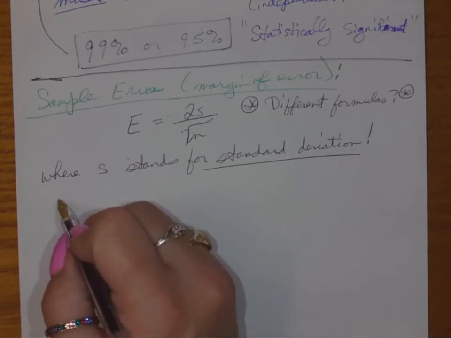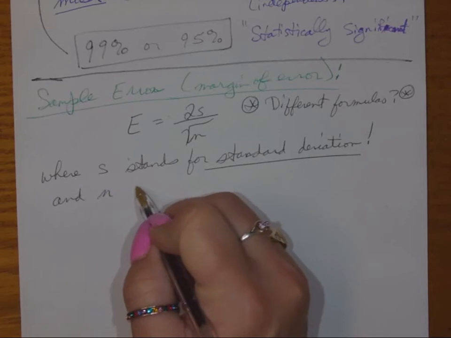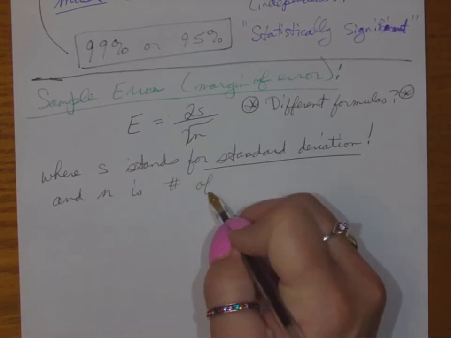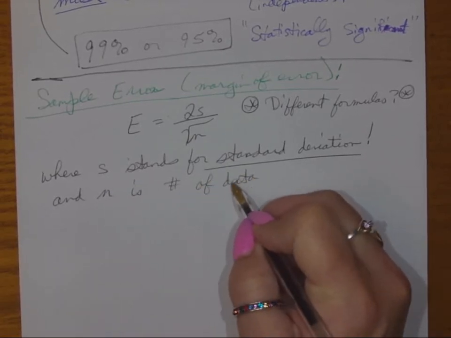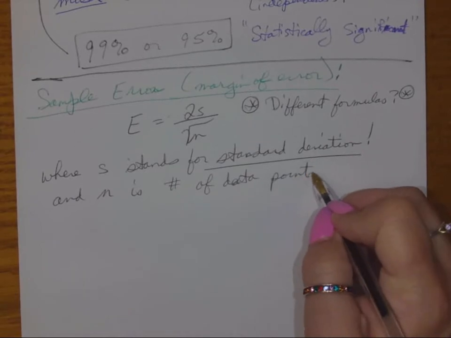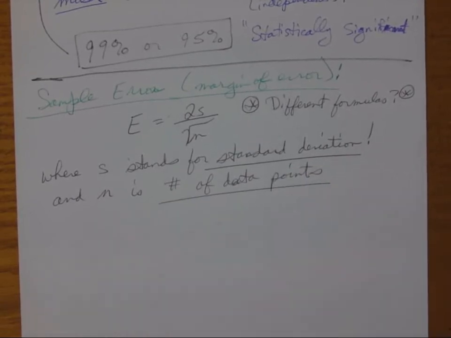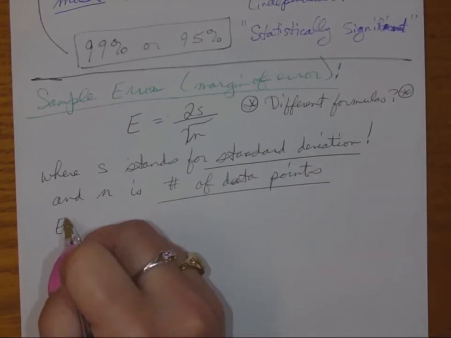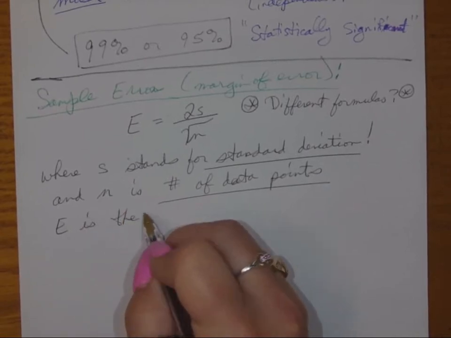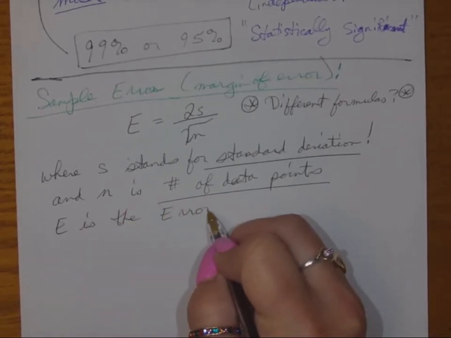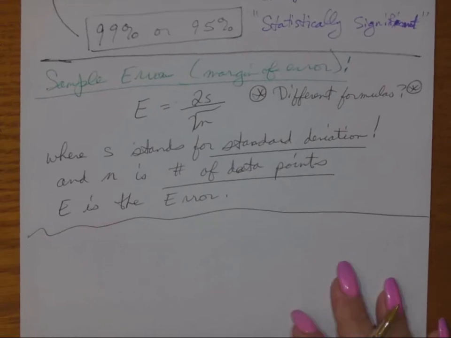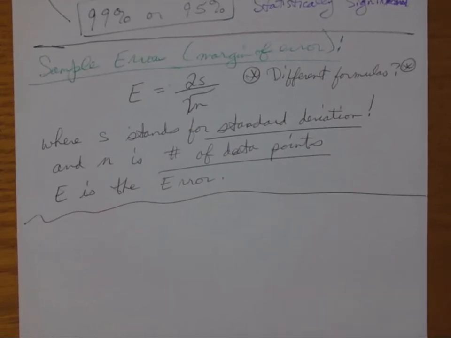And then what else? N is the number of data points, which has been the same thing all the way through the semester, right? That has not changed. So N is the number of data points. E is the margin of error. We'll just say error. They just call it the error at this point. Okay. All right, so that's what's going to happen with that particular formula. And we're going to talk about how we're going to use it.